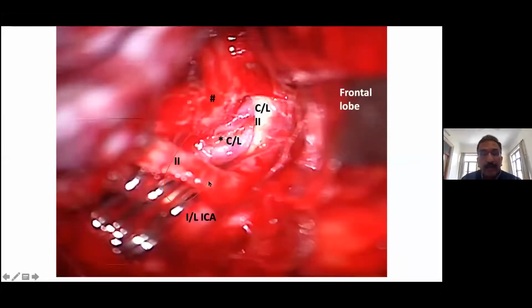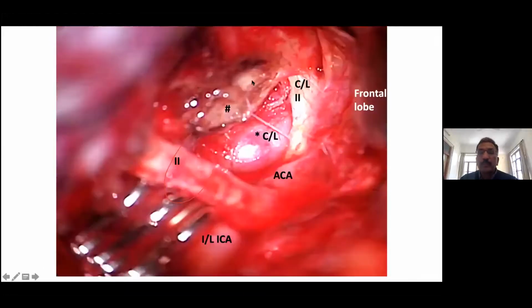So having taken care of the ipsilateral ICA by these three clips on the ipsilateral side, you can clearly see the contralateral second nerve. You can clearly see the contralateral carotid-ophthalmic superior hypophyseal artery aneurysm pointing medially, and you can clearly see the planum sphenoidale here. So now this planum sphenoidale is drilled.